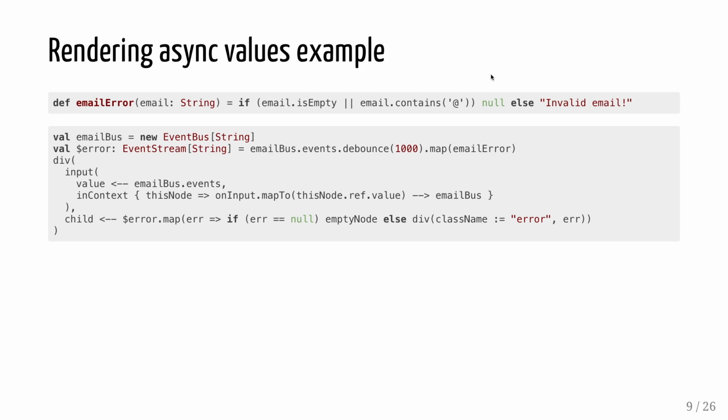This Laminar snippet renders an input element where the user will be typing their email address, and as they do so, we will be validating their input and rendering an error message right next to it if there is any. Now, we don't want this validation to happen in real time on every keystroke. We actually want the user to stop typing for 1 second before we show the error. Web developers will recognize this timing logic as the debounce function.